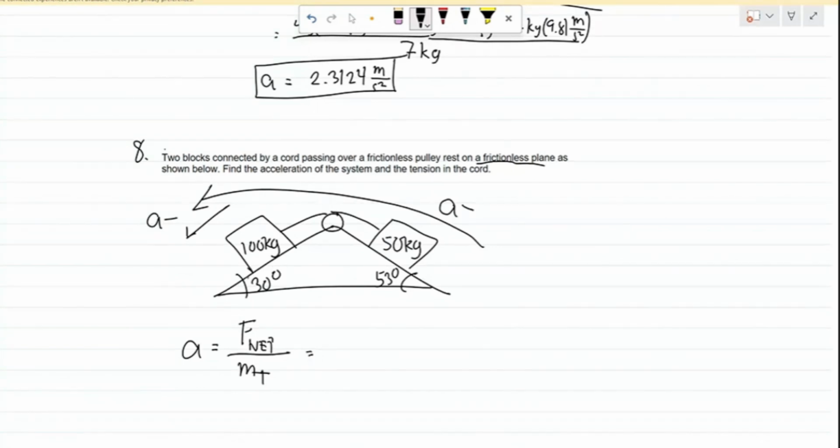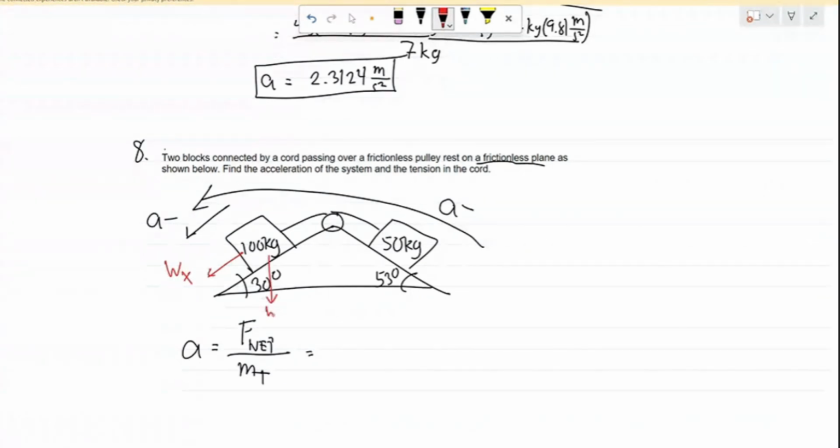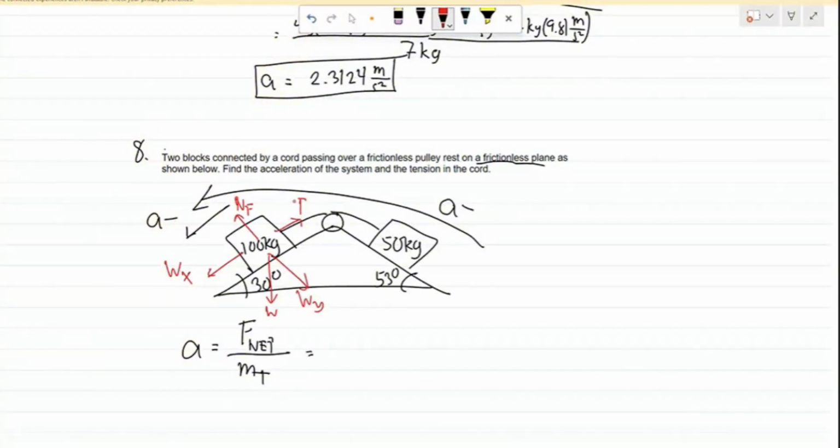So basically, if you are going to draw here, okay, magkakaroon po tayo dyan ng WX. Magkakaroon po tayo dito ng W. Meron tayo ditong WY. We have here the normal force and we have here the tension. So, ito po yung ating free body diagram.